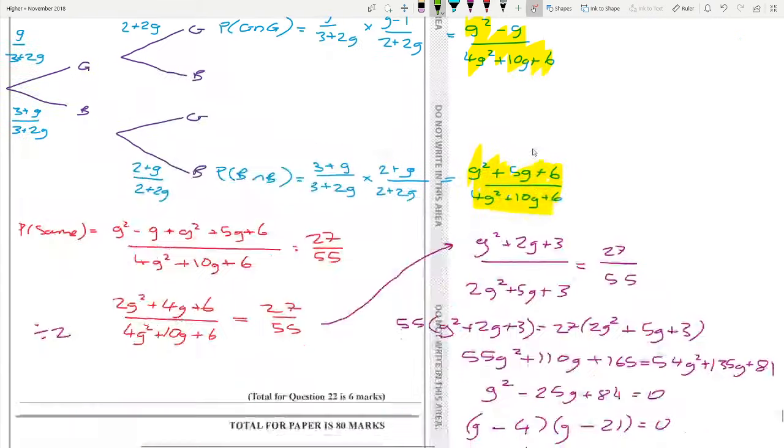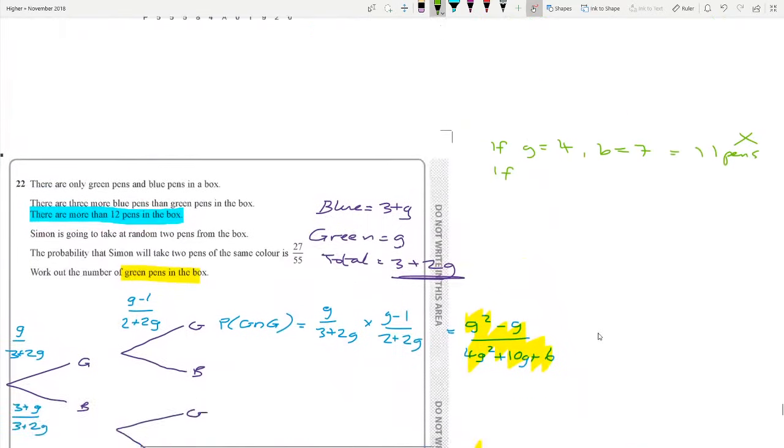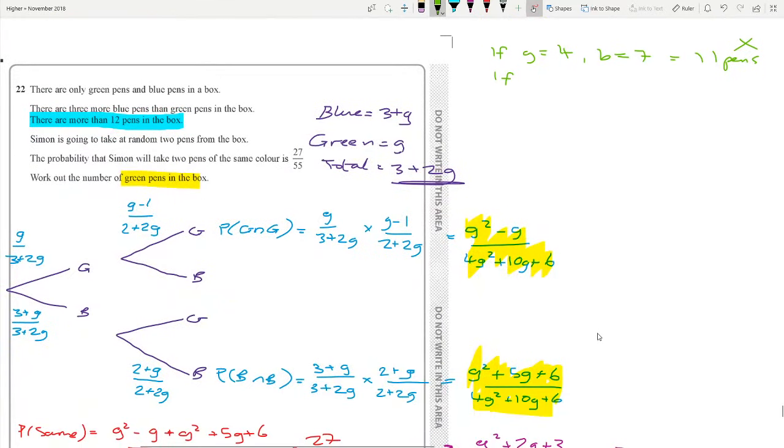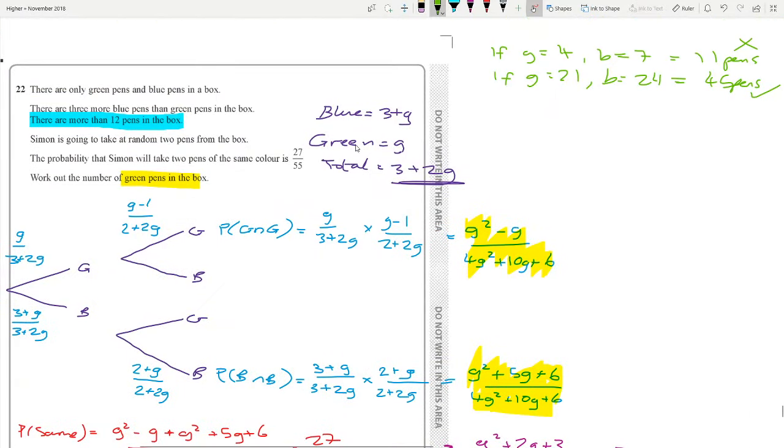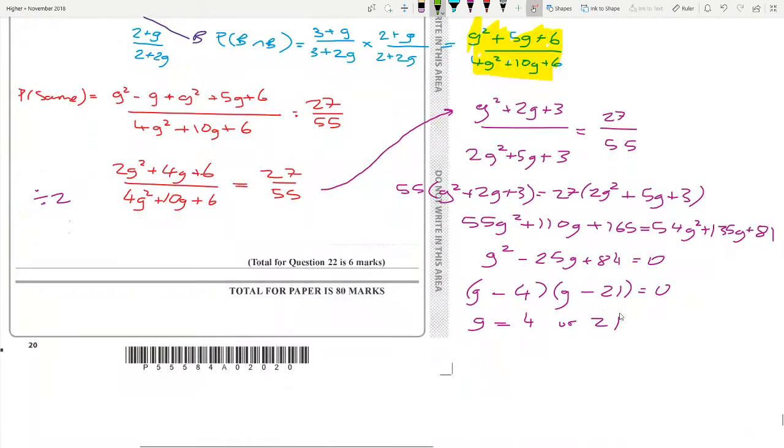If green is 21, then blue is going to be 3 add 21, which is 24. Then the total would be 45 pens. Okay, and there are more than 12 pens in the box, so that works then. So therefore, work out the number of green pens in the box. G, yeah, is 21.